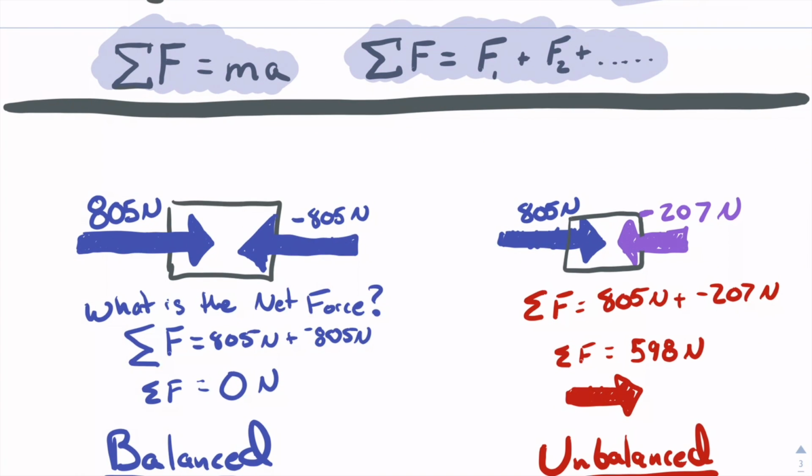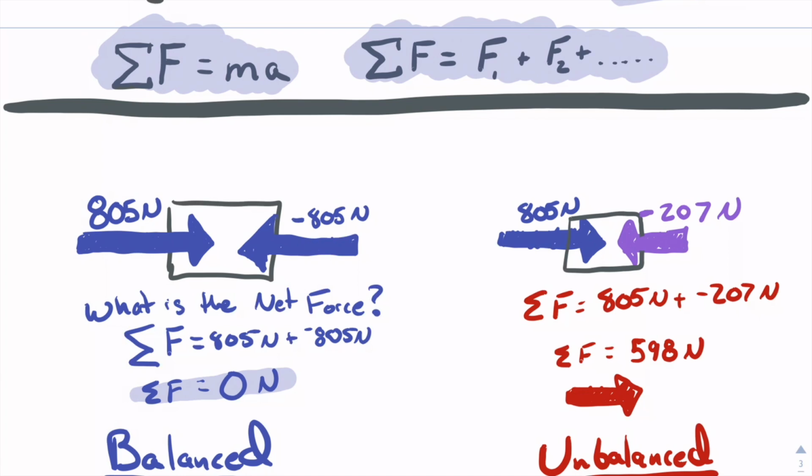In this scenario over on the left in the blue, we have two forces acting in opposite directions. They happen to be the same size. And the question is, what is the net force? Since the two forces are the same size, but one is positive and one is negative, the forces end up canceling each other out, and we have no net force.